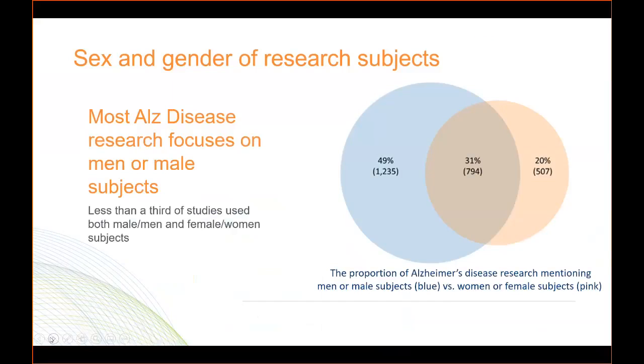Terms related to sex or gender in the article method sections is indicative of the use of human and/or animal systems. Among the publications that mention sex or gender terms, the majority of research focuses on men or male subjects, 80% of the studies, in fact, and exclusively in almost half of them. Comparatively, women or female subjects were included in only 51% of studies and exclusively in only 20%. And only 31% of the studies used both male men and female women subjects.